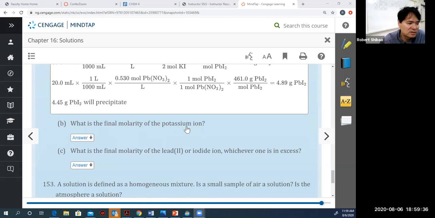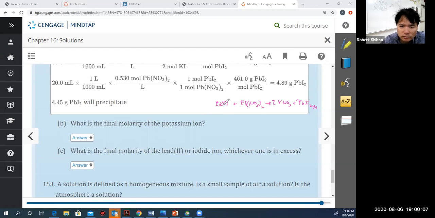If they're asking us about potassium ions, then we need the ionic equation to see what's going on with all the ions. So we had two KI plus Pb(NO3)2 yields two KNO3 plus PbI2. This is a solid, and so this is a precipitate. All these are aqueous. So I'm going to omit the aqueous just to save a little bit of time, and leave it like that.